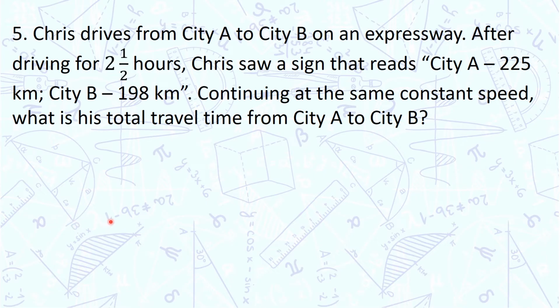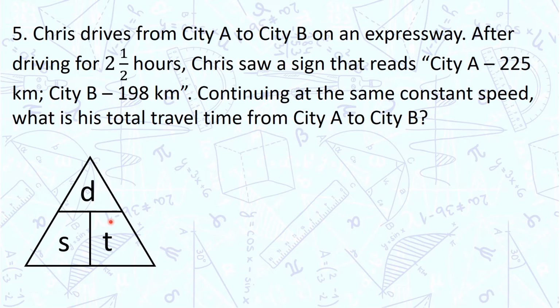Remember, in our science class, we have this triangle formula for distance. When distance is missing, we have speed times time. When the speed is missing, we have distance over time. And when time is missing, we have d over s, or distance divided by the speed. Let us utilize this formula in solving the problem.